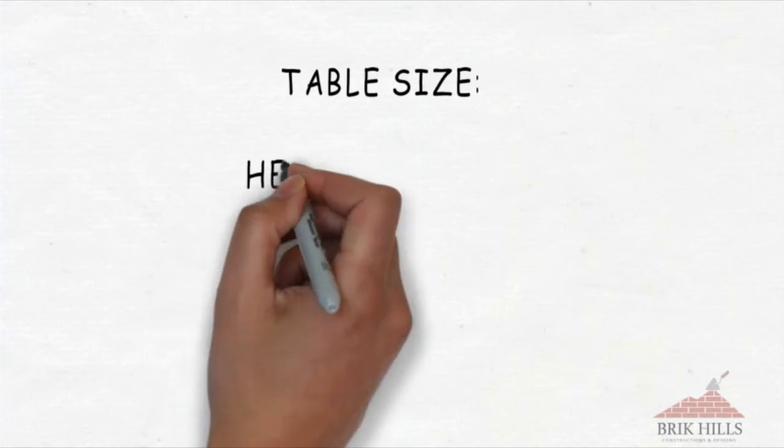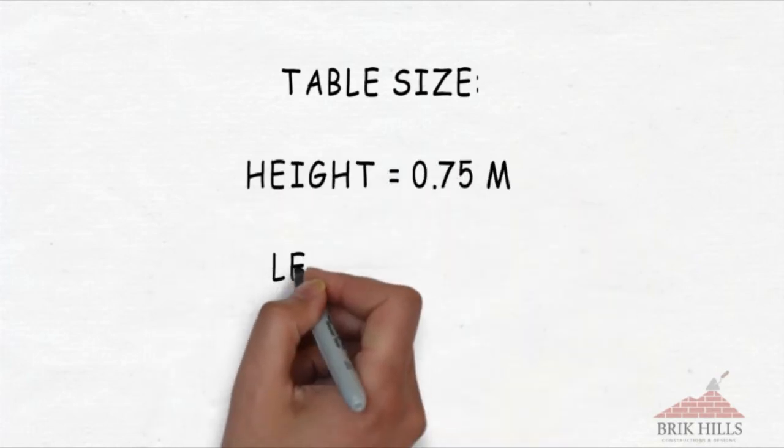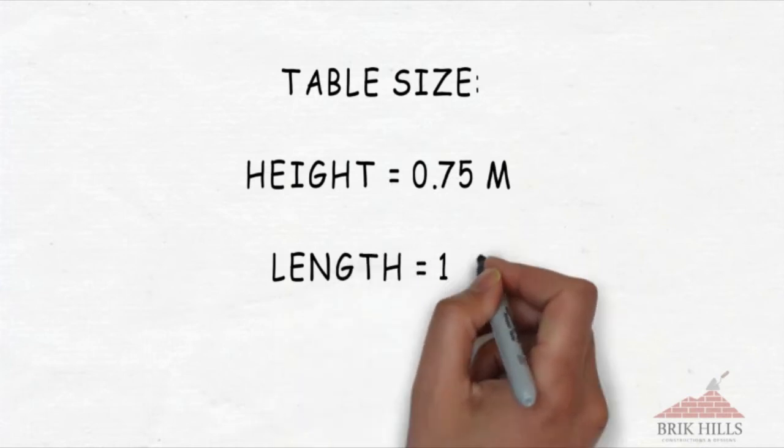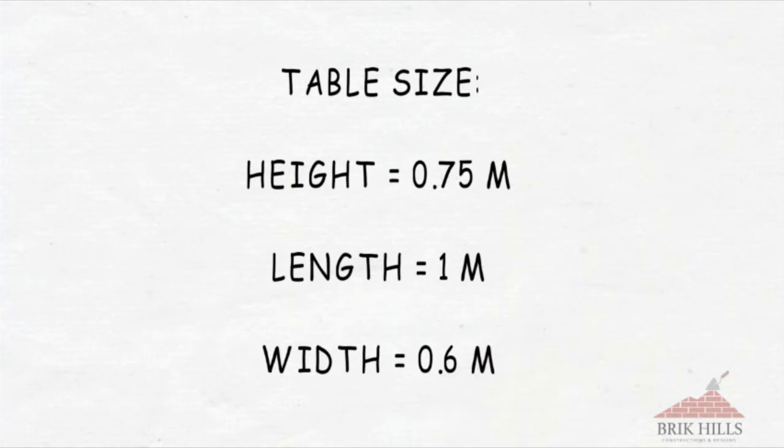The size of the table is given below: the height of the table is 0.75 meter, the length of the table is 1 meter, and the width of the table is 0.6 meter.